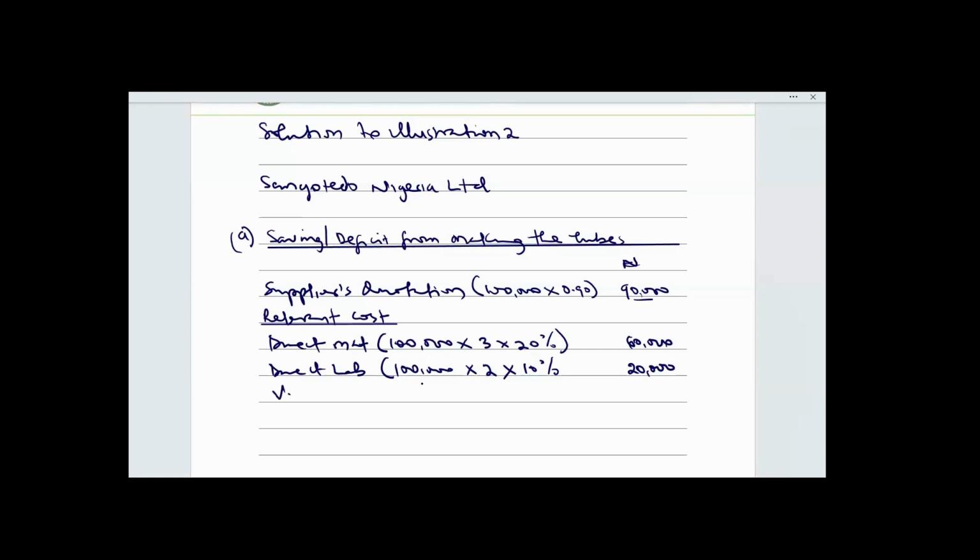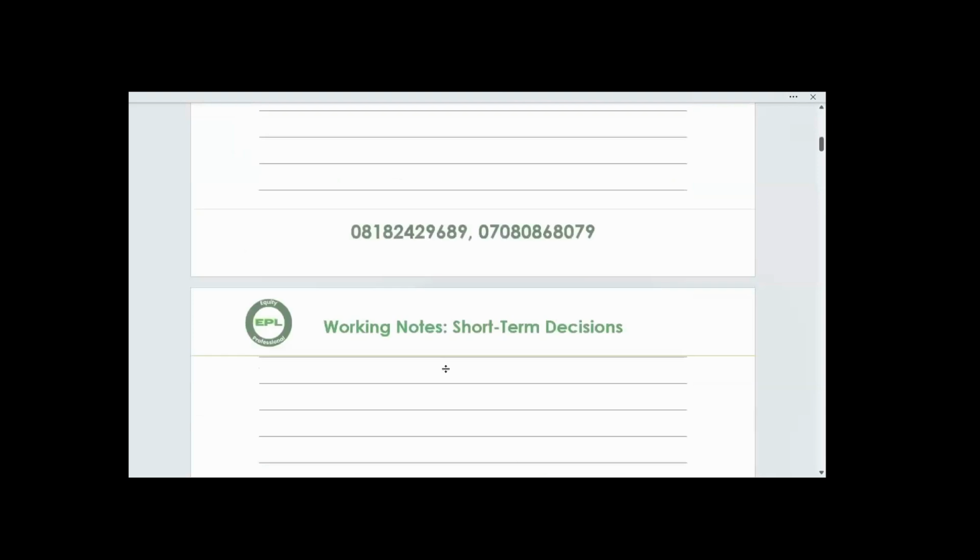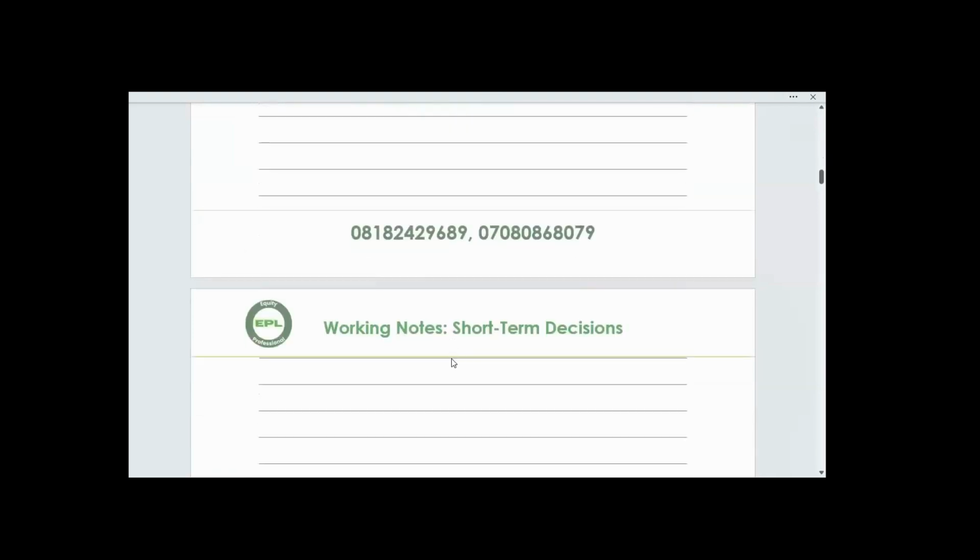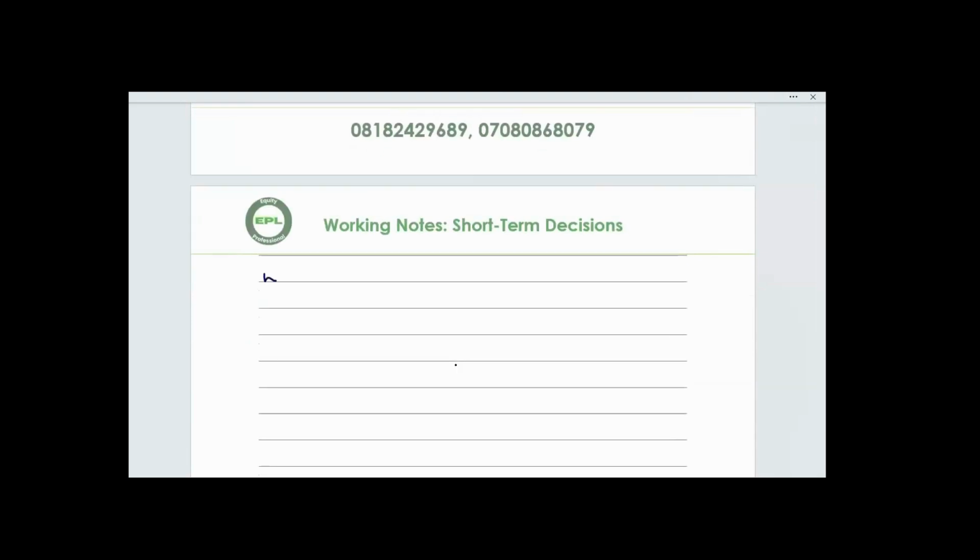Then variable overhead. Like I explained, the examiner did not give us the variable overhead. We are just told that the variable overhead should be reduced to 10%, but the variable overhead is not given itself, so we need to go and work it out. Let's say, our working. Start from here. Hopefully, the space I've given will be sufficient. Working number 1, we want to determine variable overhead.